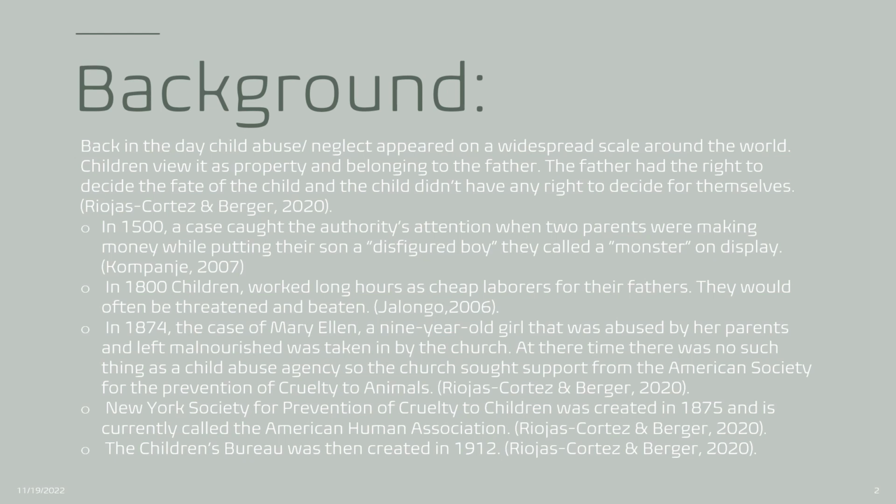In 1874, the case of Mary Ellen, a 9-year-old girl who was abused by her parents and left malnourished, was taken to the church. At that time, there was no such thing as child abuse agencies, so the church sought support from the American Society for the Prevention of Cruelty to Animals, which is crazy because animals had rights before children did. The New York Society for the Prevention of Cruelty to Animals was created in 1875 and is currently called the American Humane Association. The Children's Bureau was then created in 1912.